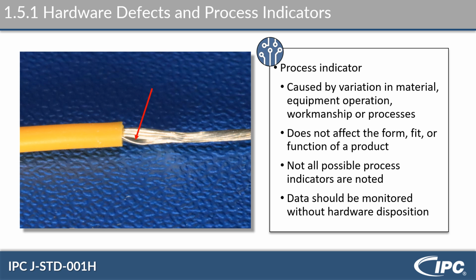A process indicator is caused by variation in material, equipment, operation, workmanship, or process. It does not affect the fit, form, or function. So that's where it's different from a defect.